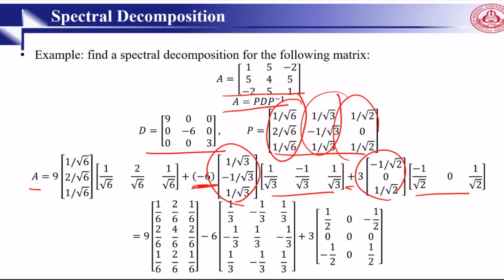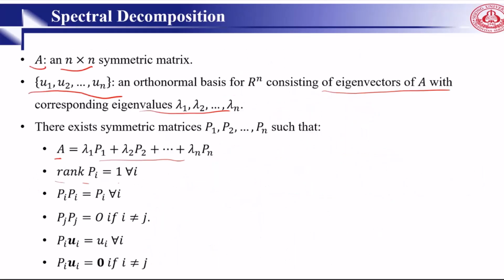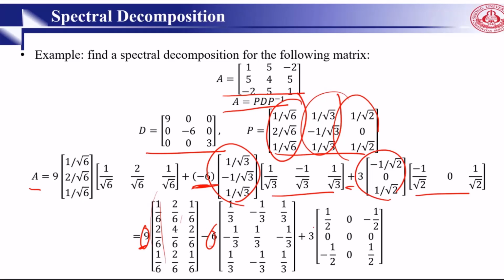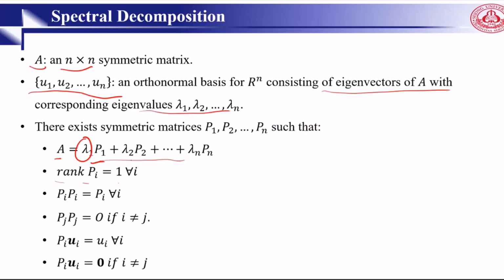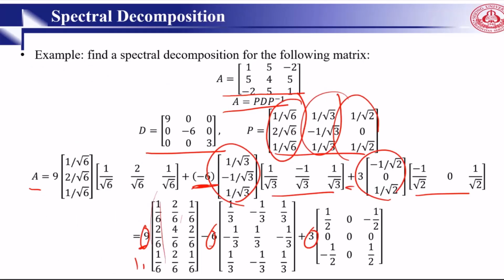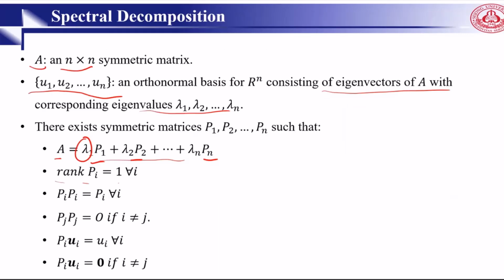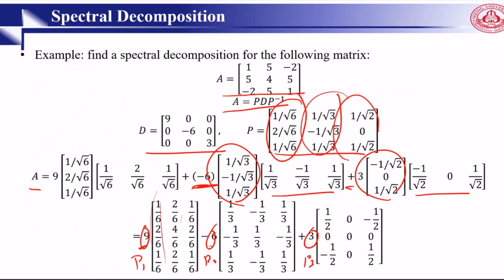Then you come up with a linear transformation. As you can see here, 9 times this, if you do this multiplication, you will come up with this, minus 6 plus 3. So what are these? These are the eigenvalues, and these are P1, P2, and P3. These are some symmetric matrices that follow these kinds of properties. This is called spectral decomposition.